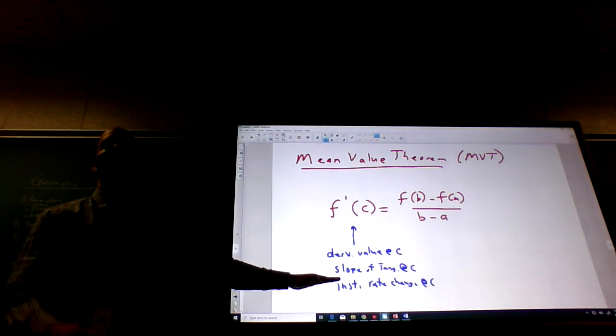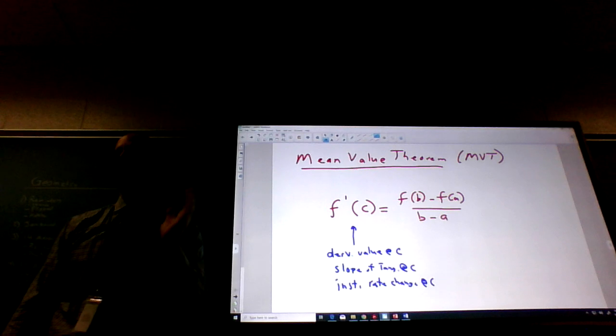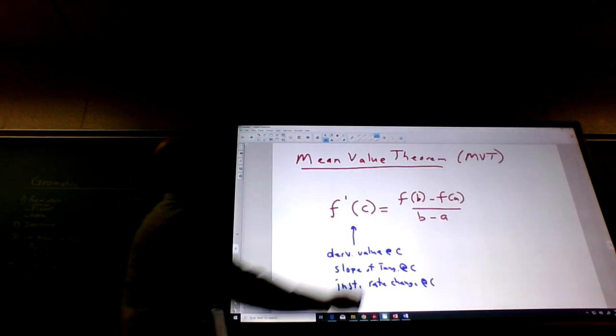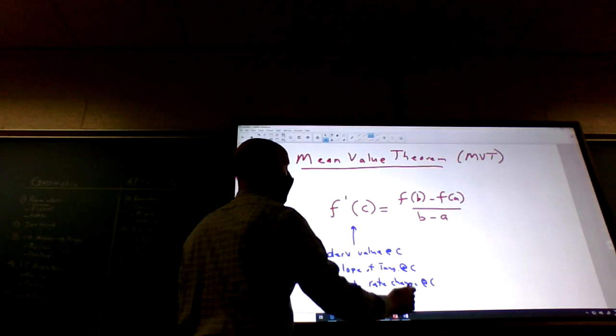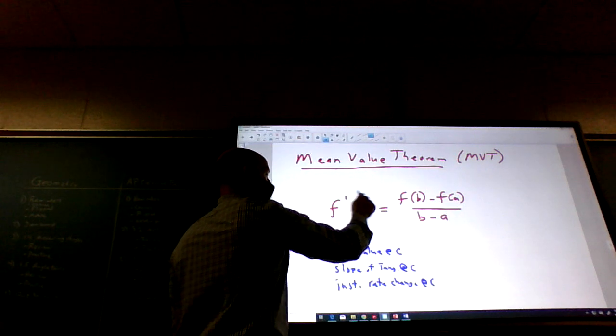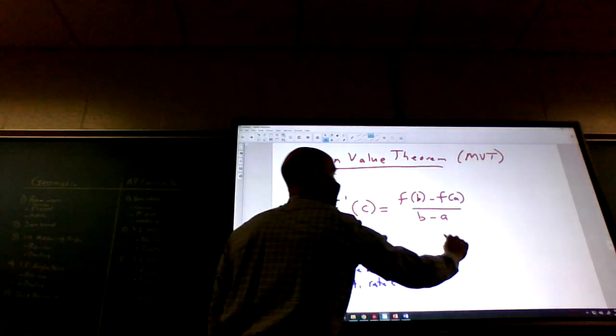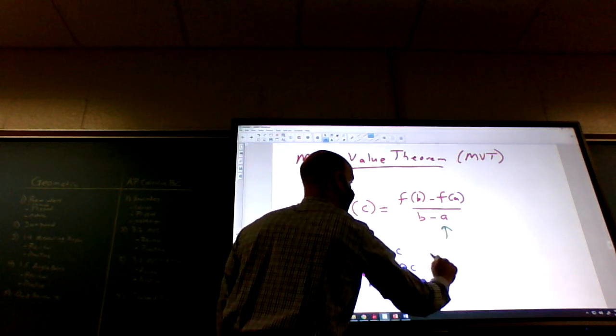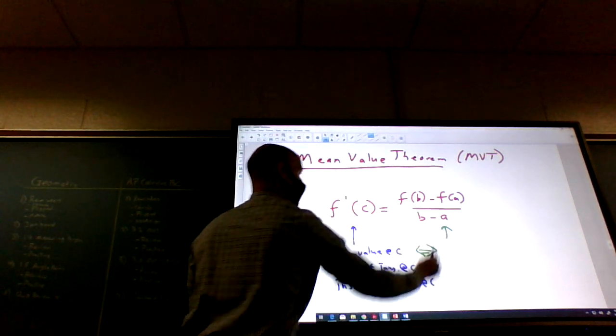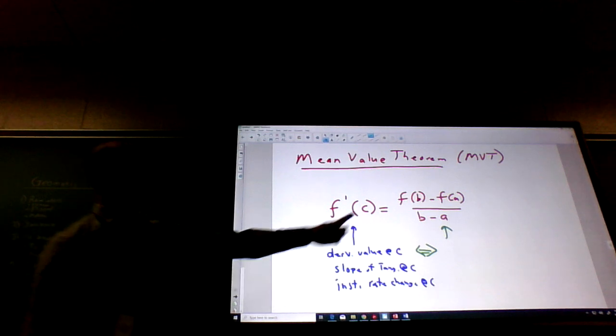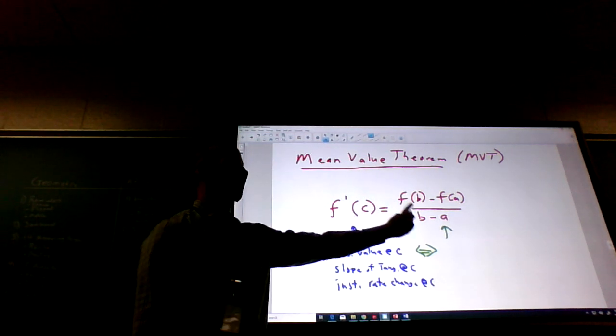So now let's say we're talking about some particle that's moving through space or whatever. Okay? All right, now let's look at the right-hand side. So if this is the derivative at c, so that's literally abstractly what this is, what would be equivalent to this on this side? What is that?